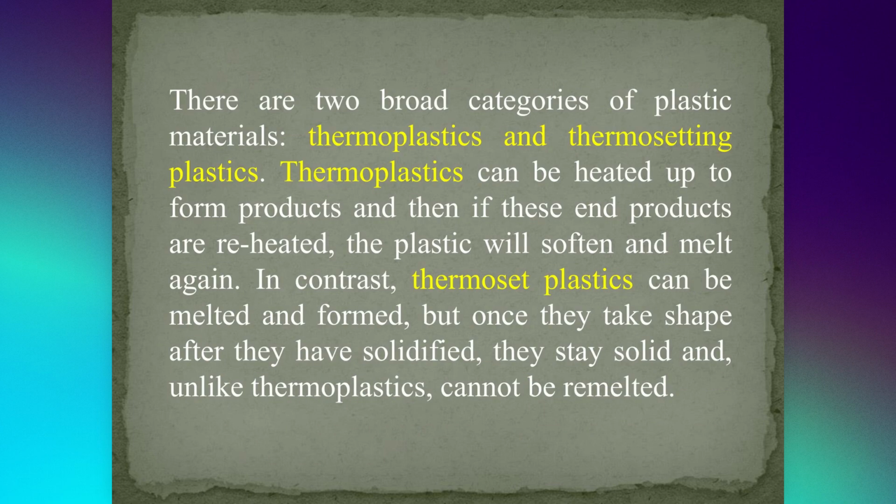There are two broad categories of plastic materials: thermoplastics and thermosetting plastics. Thermoplastics can be heated up to form products, and then if these end products are reheated, the plastic will soften and melt again. In contrast, thermoset plastics can be melted and formed, but once they take shape after they have solidified, they stay solid and, unlike thermoplastics, cannot be remelted.